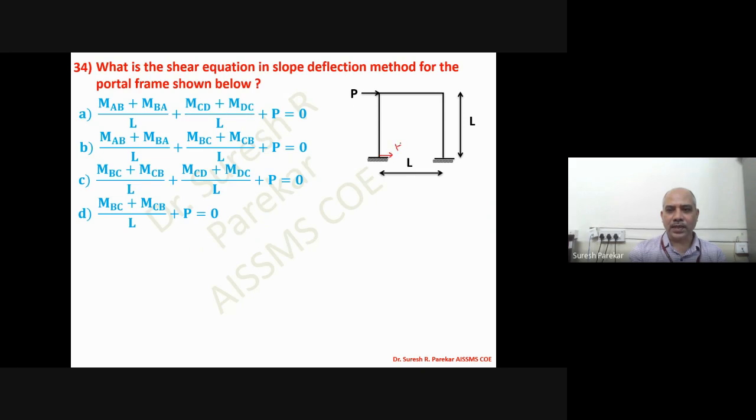So the shear equilibrium we know: if I consider this as HA, then we have HA plus HD plus P equal to 0. And HA we know is MAB plus MBA upon L, and HD we are going to get as MDC plus MCD upon L. So we have option A.